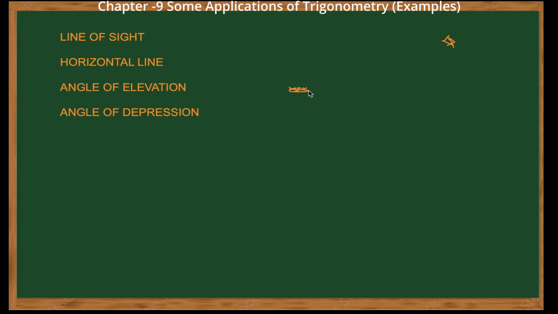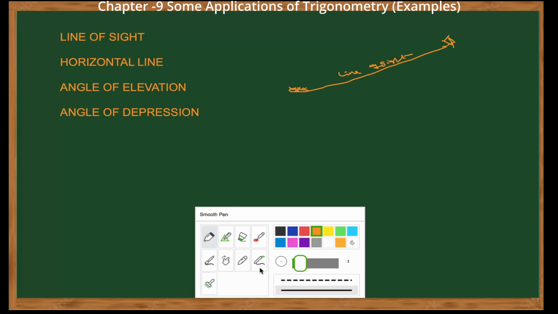So if you look from down, this view, this sight, when you're seeing this kite, is called the line of sight. Let me change the color here.